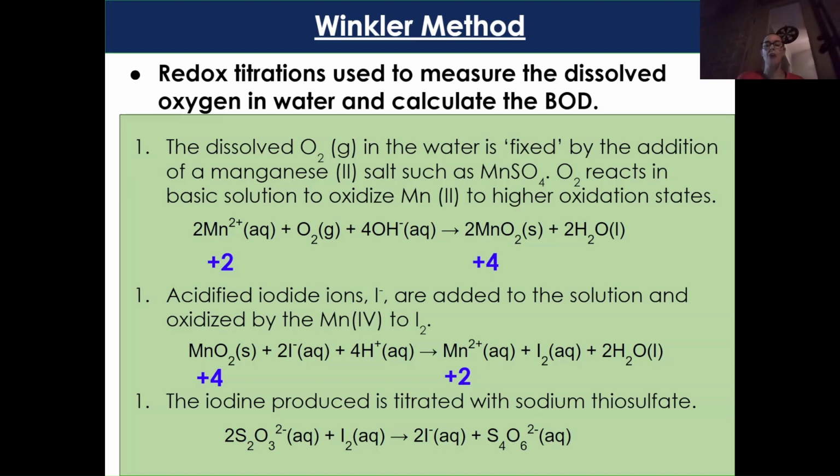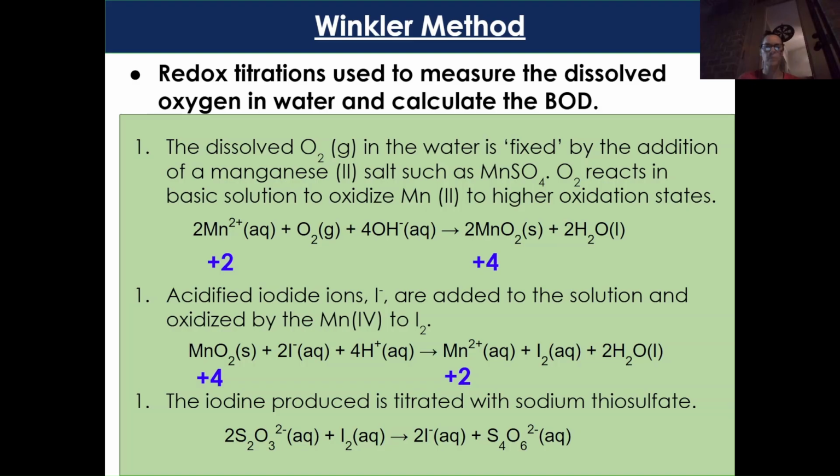Okay, how do we actually measure dissolved oxygen in water? Well, redox titrations are used to measure this because the oxygen can be fixed to a certain substance and then undergo a series of redox reactions in order to do a titration that you can determine the amount of moles used to neutralize or reach equivalence in that titration reaction, and then back calculate using stoichiometric ratios how much oxygen was in the water.